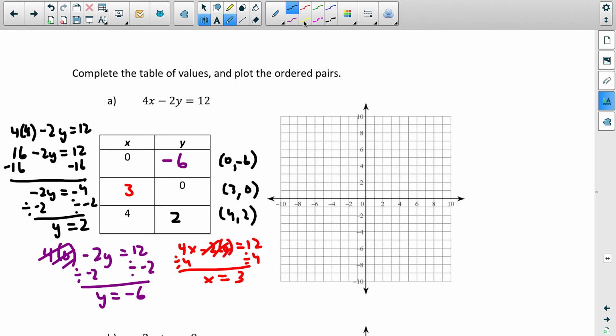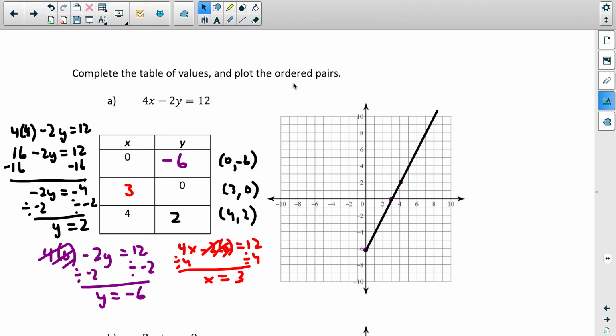Let's graph these things. So, 0, negative 6. Don't move at all and go down to negative 6. 3, 0. Go over to 3, don't go up or down. 4, 2. Go over to 4, go up 2. There you go. Did we do it right? Sure seems like it, because they line up in a straight line. If you got that, chances are you did it right.